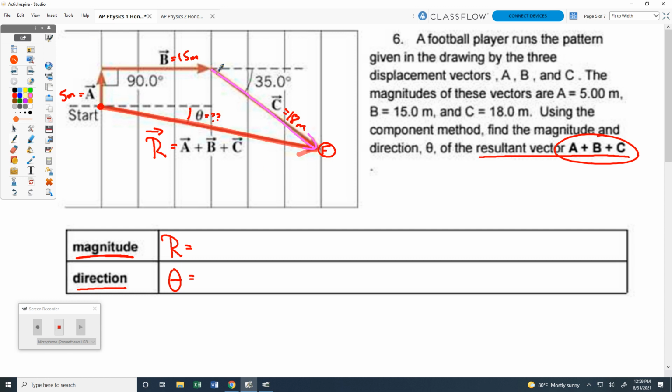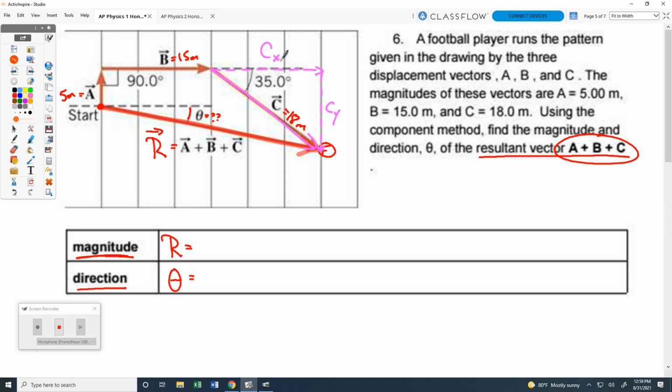I need to break it up and figure out, just like I did in the previous problem, how much further downfield do they run? I'm going to call this CX because it's a horizontal displacement, and then I'm going to call this one CY. I'm going to break it up into its two components. I want to figure out how much farther downfield and how much across the field they actually travel. Hopefully that should help me out and tell me those little pieces.